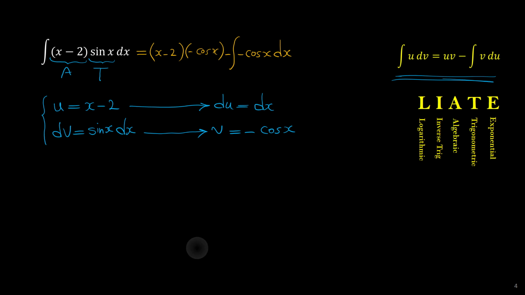Now if we cancel the negative in the integral with the negative outside of the integral, the integral of cosine of x dx is sine of x. So we can write our answer in the form of x minus 2 times negative cosine of x plus the integral of cosine, which again is sine of x, plus c. And this is the answer of this integral.